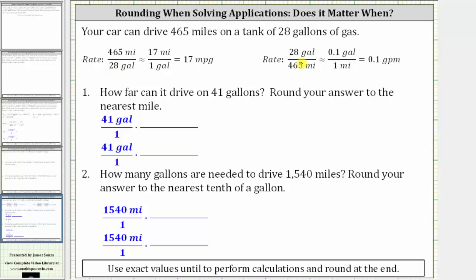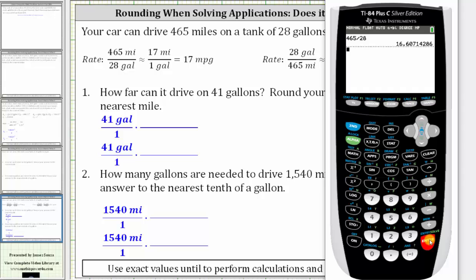A common error is to find the unit rates, round them, and then use the rounded rates to perform more calculations. But again, we should avoid this because it gives us more of an error. But just for review, to find the unit rate in miles per gallon, we would divide 465 by 28. Notice how if we did round to the nearest mile, this would give us a unit rate of approximately 17 miles per 1 gallon, or 17 miles per gallon.